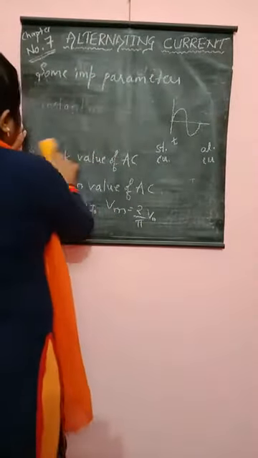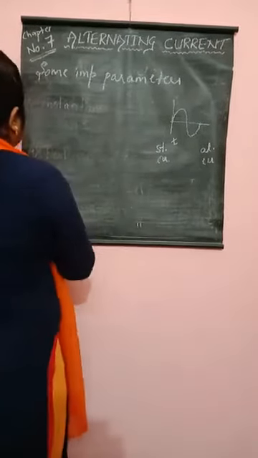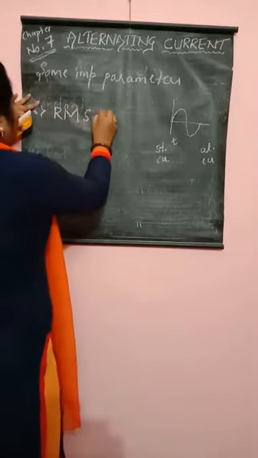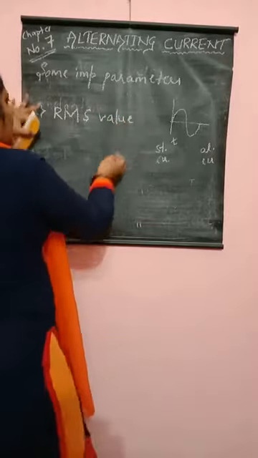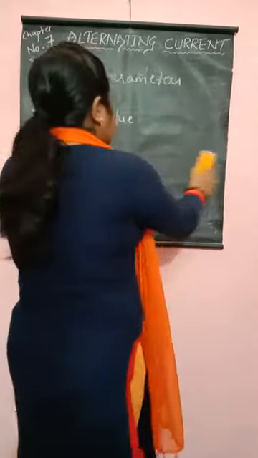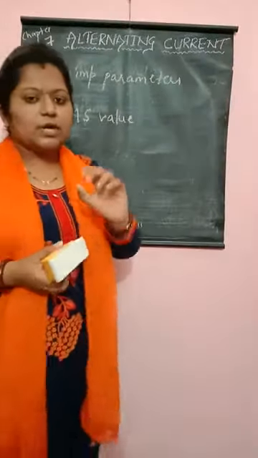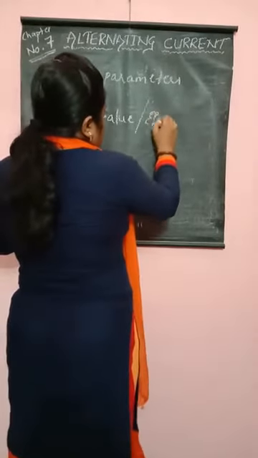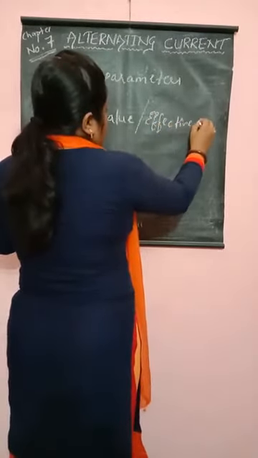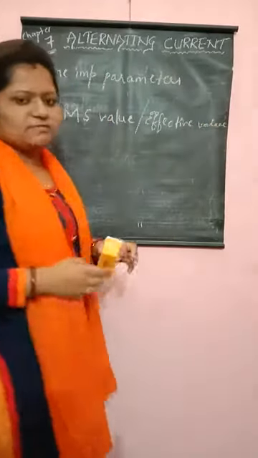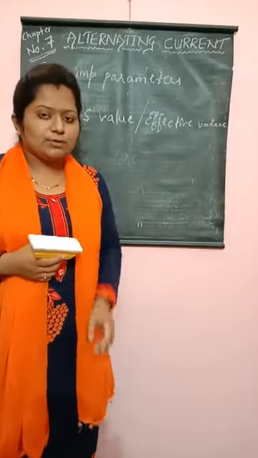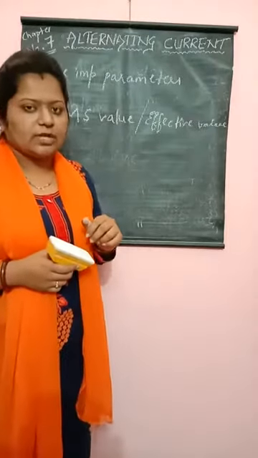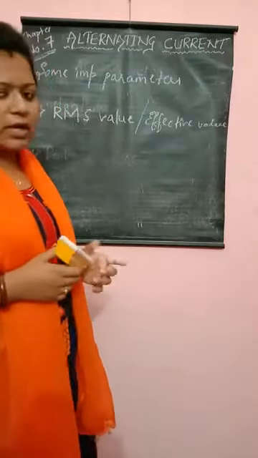And the next parameter we are studying is the RMS value. Have you heard this name, RMS value, anywhere? RMS value is nothing but the root mean square value, or you can also call it the effective value of AC. This is also a little bit confusing to understand, so listen to me carefully.